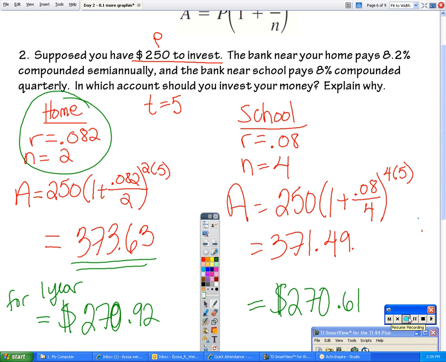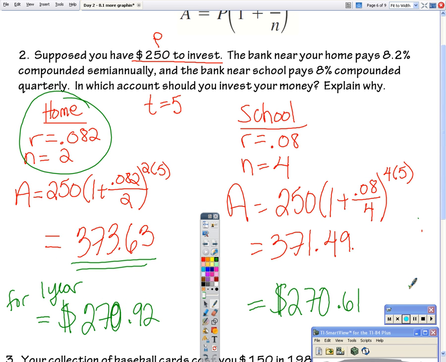So if you calculate it for just 1 year, the value for the home account is $270.92, and the school account is $270.61. So a little bit closer together, but the home account still gives you a little bit more. But this shows the longer you keep your money there earning interest, the more money you'll have in the end.